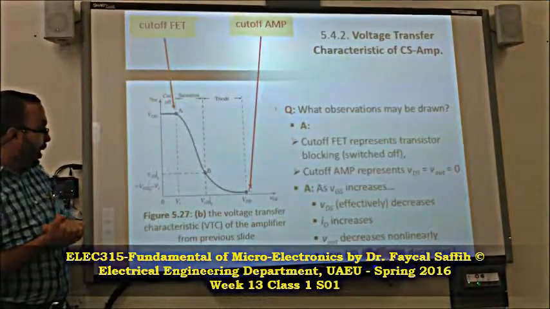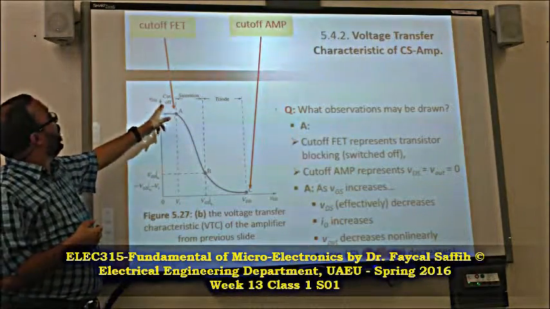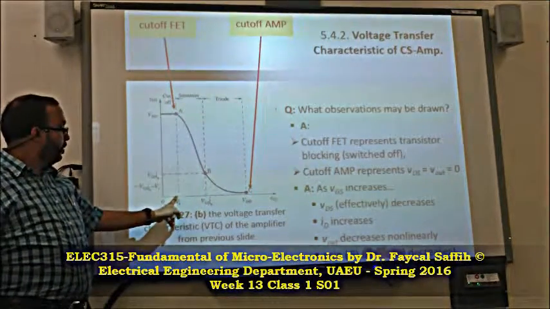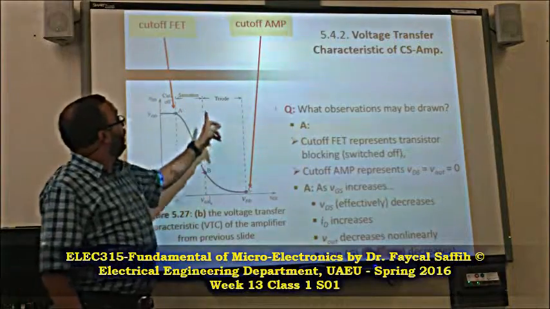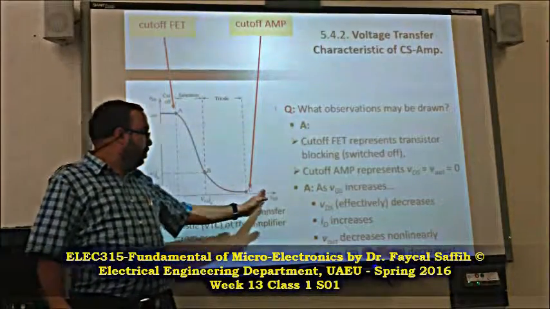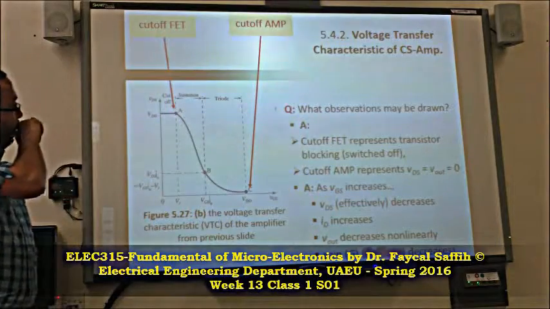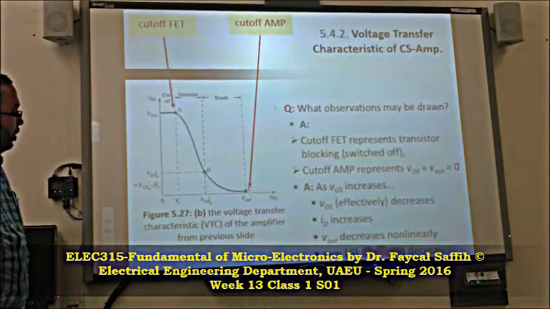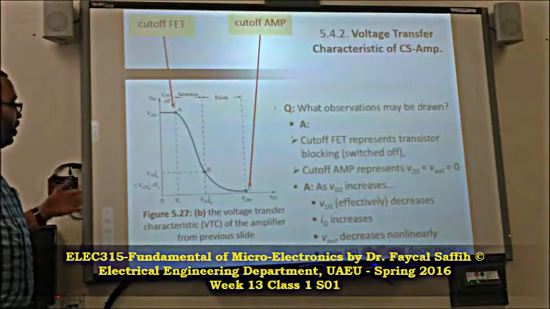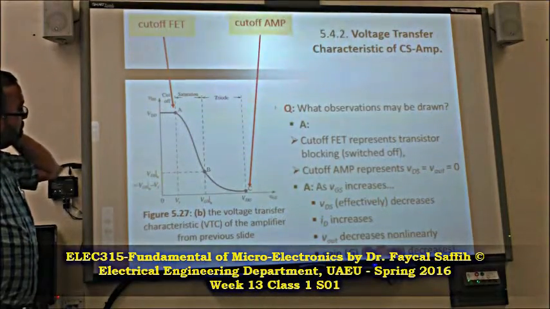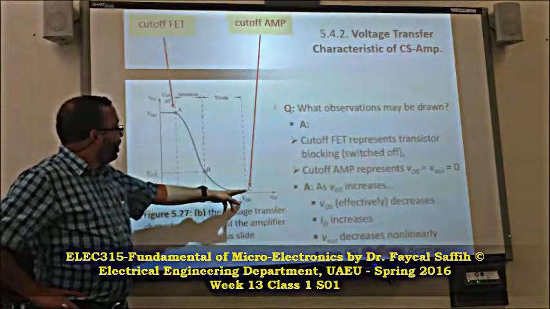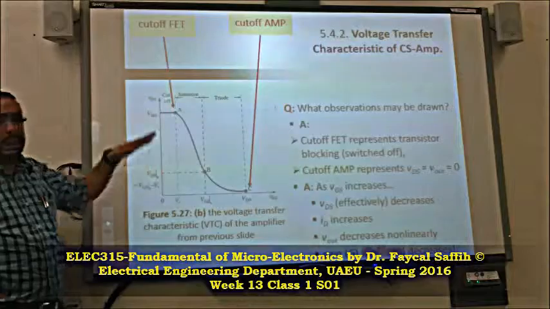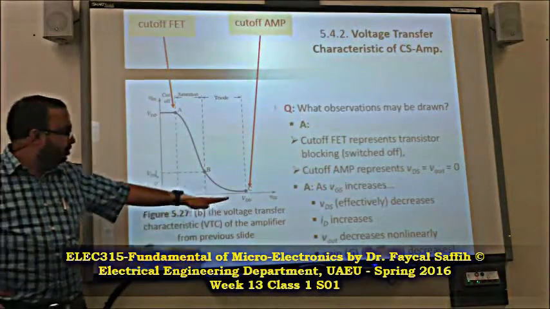Okay, we explained everything here. So in this region we have the cutoff of the FET. The FET is cut off here, yes or no? We are just below VT, right or not? And here is the cutoff of what? Of the amplifier. Why do you call it the cutoff of the amplifier? Because if VGS is equal to VDD, what happens? It's the maximum, it cannot go beyond that. And the current here is very, very small, extremely small. So the output is almost equal to 0 here.